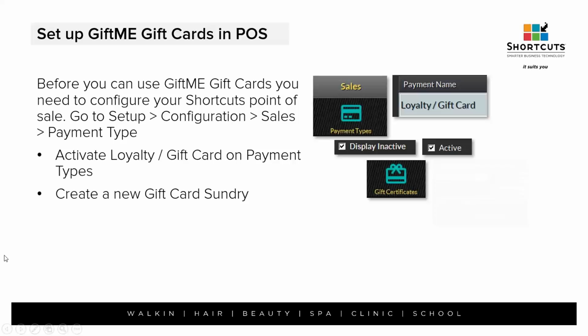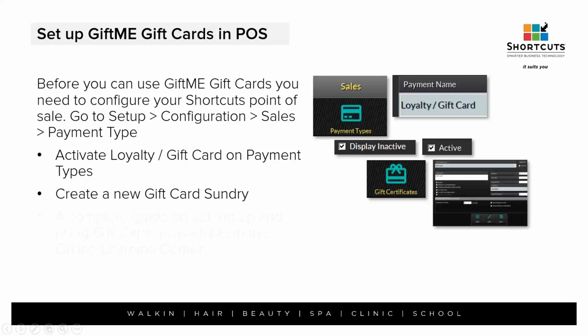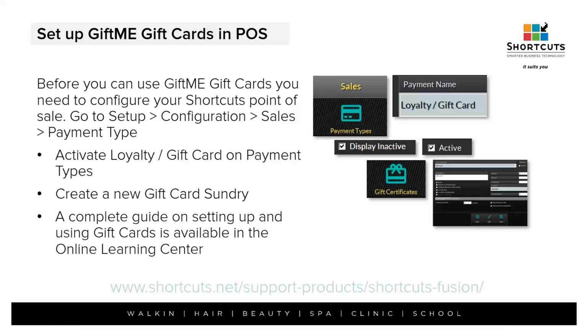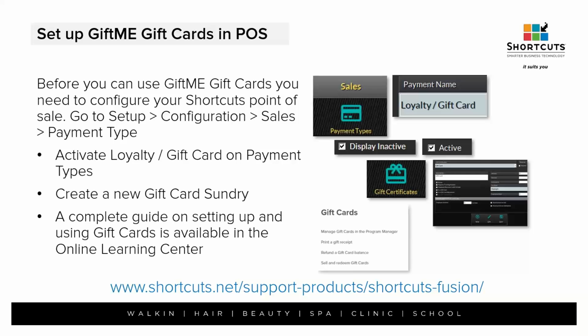Okay, so if you decide to sell the GiftME gift cards, you have to configure that in Shortcuts. This is something that's not enabled by default in your point of sale. So you would go to Setup Configuration, Sales and Payment Type, and you would enable loyalty gift cards as a payment type. You would create a sundry for these, and in my Shortcuts point of sale, I call these GiftME gift cards. So you sell both the gift card and the reload, which is the GiftME reload.